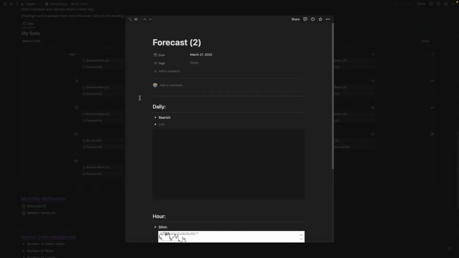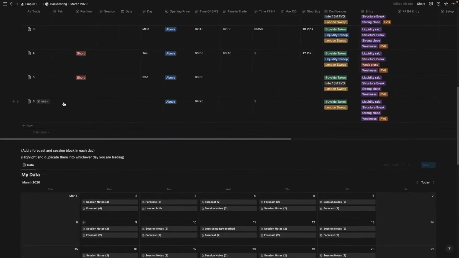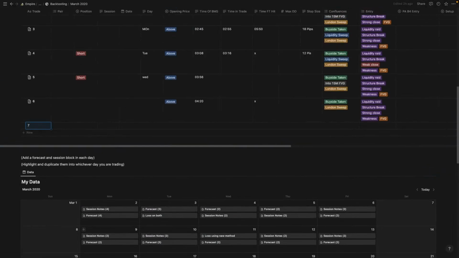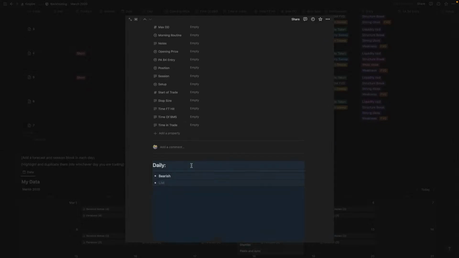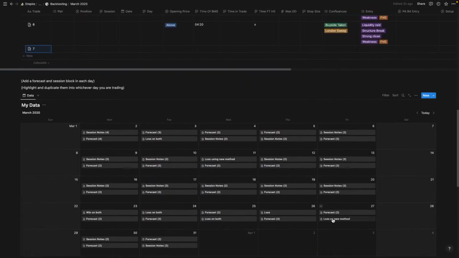Honestly, looking at my data so far, this new method is not performing that great. This intuition method using the 1 hour structure. Daily bias always just takes over.